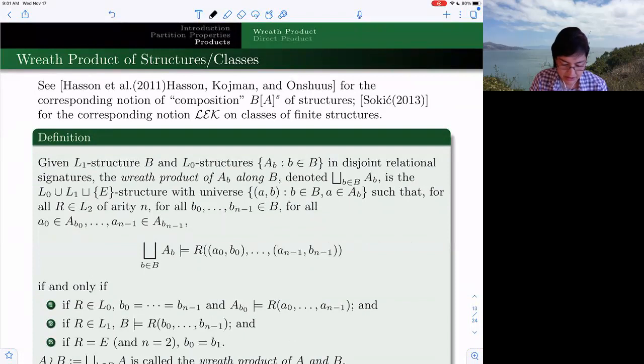Okay, so let's jump off here. There's this certain kind of product, and people are calling it different names, and I don't know if our name will stick at all, but this was a composition in Hasan, Kojman, Aranda, and Sokić's paper, it calls it L[K]. So you have a class L and a class K, and you put them together in this way with an equivalence relation. And he points out in his paper that if you have actually Fraïssé classes, the automorphism group of the Fraïssé limit should actually be this wreath product of automorphism groups.